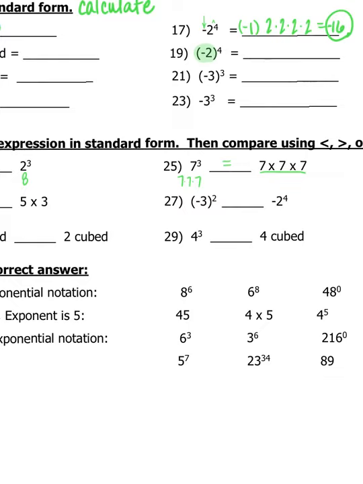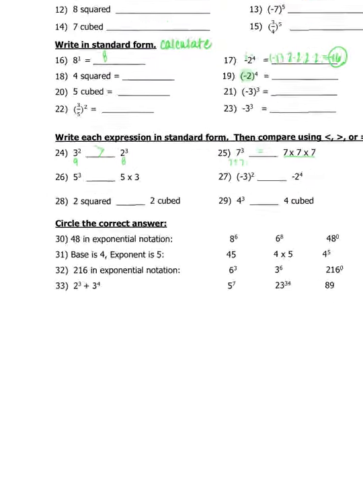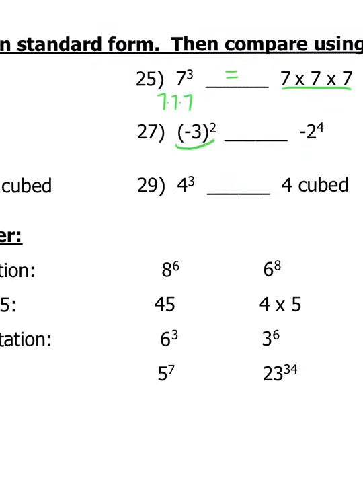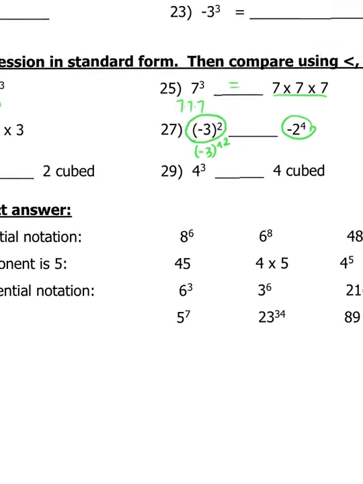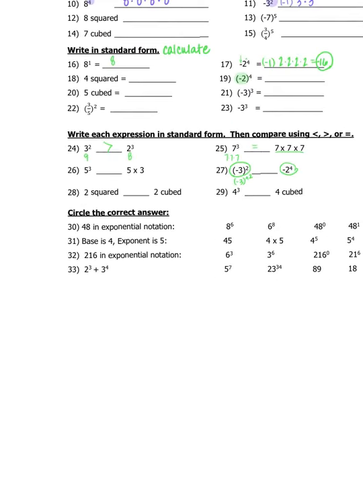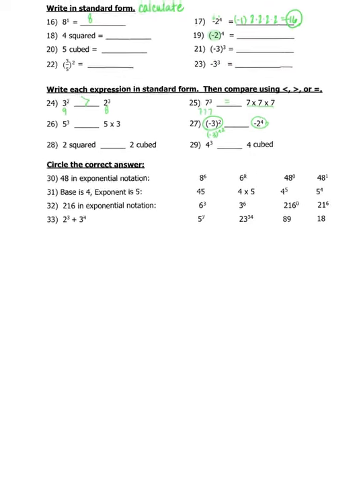Or you can put that in your calculator to figure that out. Again, for number 27, make sure when you put this in your calculator, you're using parentheses. Parentheses -3 with that little caret and a 2. Okay, now -2 to the 4th on the other side, you don't need parentheses because there's no parentheses written. Okay, so go ahead and finish 26, 27, 28, and 29 for that one.